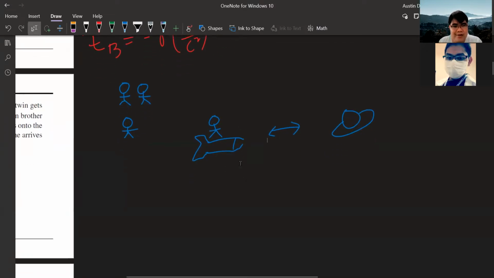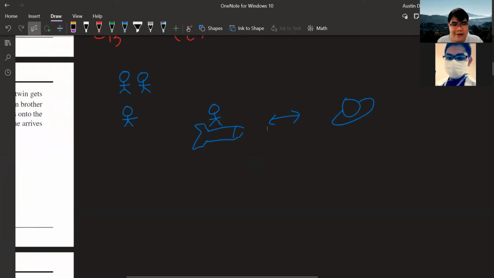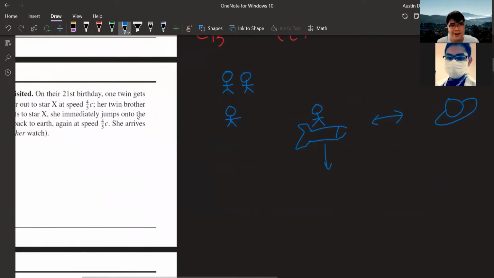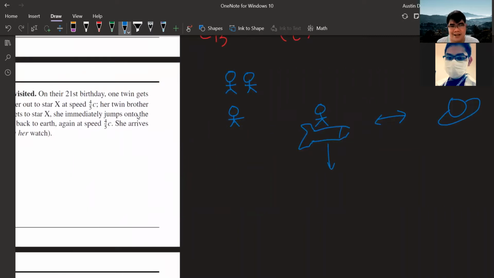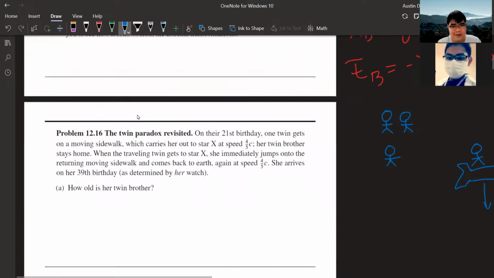Pero yung storya sa kanya, sa storya nung nag-travel, ang lumayo sa kanya yung stay at home na twin niya. So dapat ang tumanda dapat si traveling twin, di ba? Kasi sa paningin niya nga lumalayo yung tao at some speed. So ayun, no, may conflict between the story sa relativity ng story nila. Kiniklaim nung isa na dapat mas tatanda siya, at kiniklaim din naman nung isa na dapat mas tatanda siya. Kasi in both of their reference, parehas naman sila lumalayo sa isa't isa. So how do we resolve that?